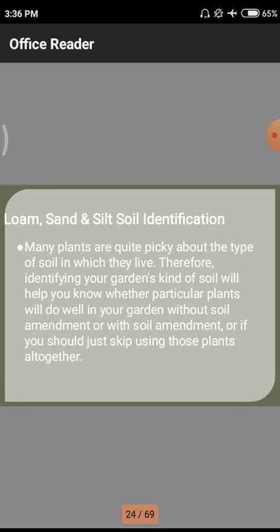Next, we have loam, sand, silt and other soils identification. How do we identify the type of soil, by which properties do we need to observe the soil, and on which principles do we decide on the particular soil?